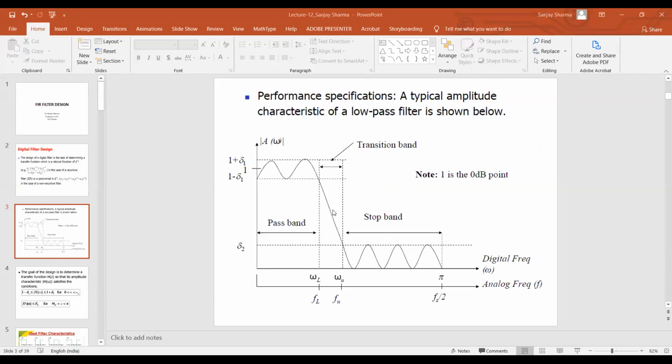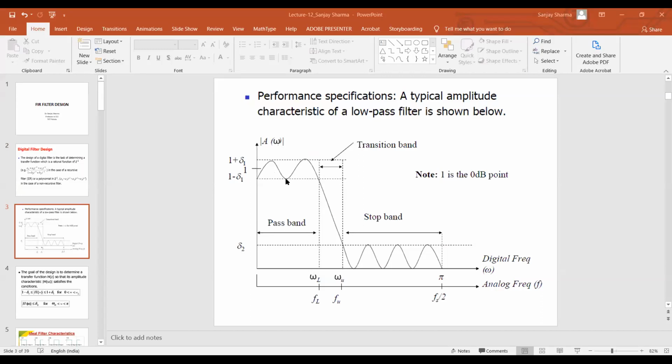I am taking the example of a low-pass filter, right? Now, how do you specify? What are the various specifications of a low-pass filter? If you look here, this point is 1. 1 actually corresponds to 0 dB. Either you can say 0 dB or 1. That means 1 is the gain. This is normalized gain. All right. So that is why the value is 1 here.